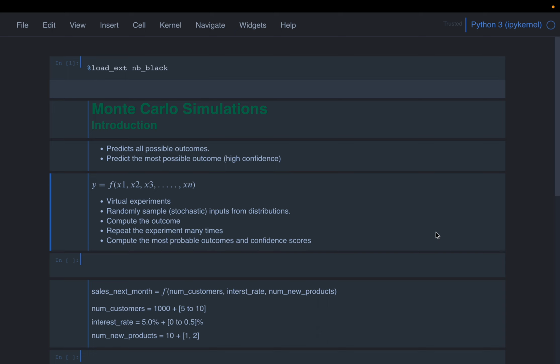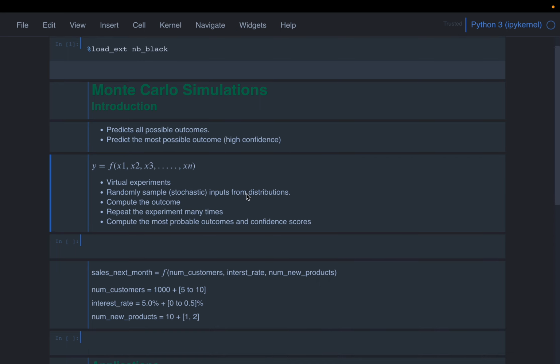But in the next few videos, we are going to learn the very basics of Monte Carlo simulations. Now, in our real life, whether it is personal or professional life, we often ask questions like, what are all the likely possible outcomes? And among those, which one is the most possible outcome? Monte Carlo simulations try to answer the same questions.